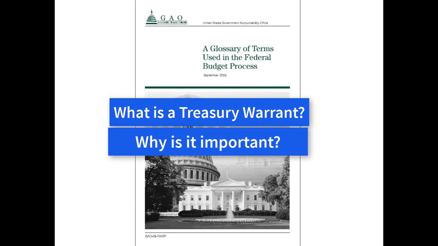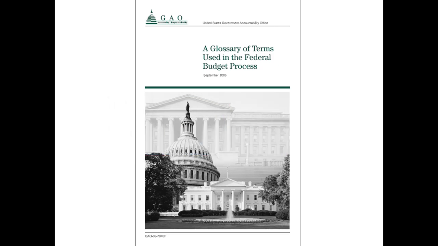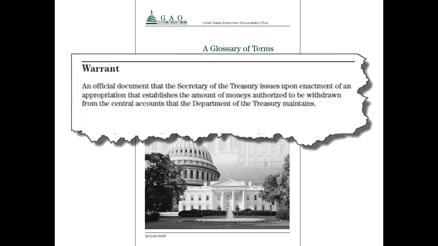So, what is a Treasury warrant and why is it important? GAO's glossary of terms used in the federal budget process defines the warrant as an official document that the Secretary of the Treasury issues upon enactment of an appropriation that establishes the amount of monies authorized to be withdrawn from the central accounts that the Department of Treasury maintains. So, we know from this that a warrant is a document issued by Treasury, and it's important because it allows money to be spent from the Treasury.